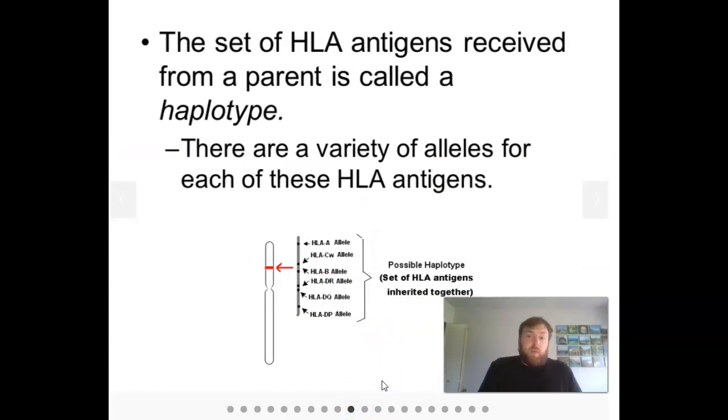Now, the set that we specifically receive from a parent is called a haplotype. Haplotype is just a specific combination of genes specific to one parent going from parent to child. In this case, the haplotype is talking about HLA antigens. There are a variety of alleles for each of these HLA antigens. I could have a different version of the HLA-A allele, the CW allele, and the B, so on and so forth, which means that there's multiple types of haplotypes that are possible for each individual in a family.